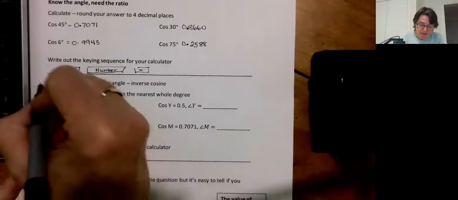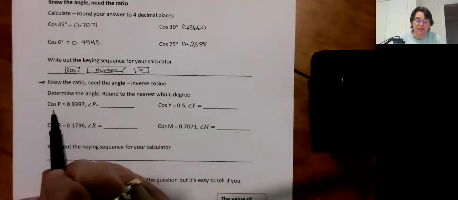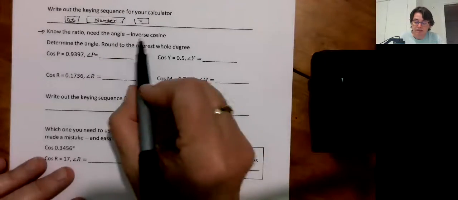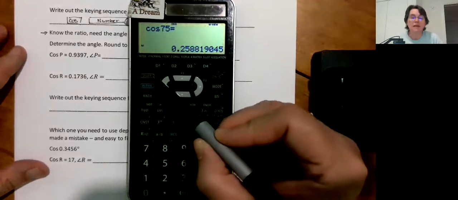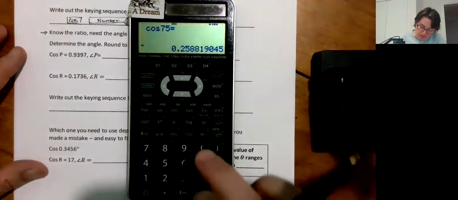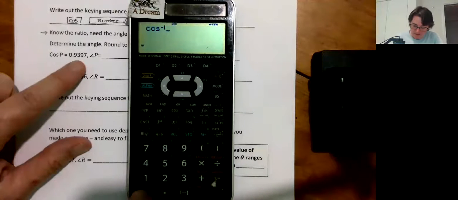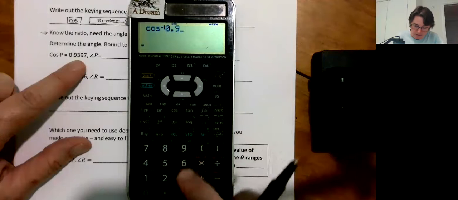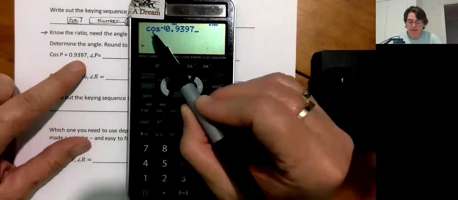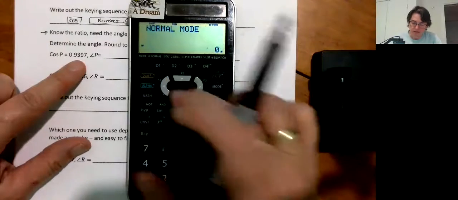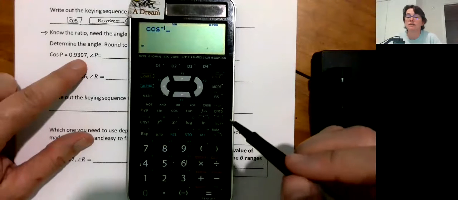The other option we have here is you know the ratio, so you know the answer, but you want to go back and find the angle. That's where we use the inverse button. On mine, it is second function. So I'm going to go second cos 0.9397. Notice when I hit that, let me do that again. Second, and cos. See, there's a little -1 on there. That's telling me it's doing the inverse.